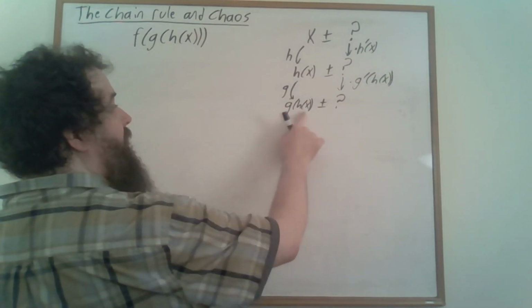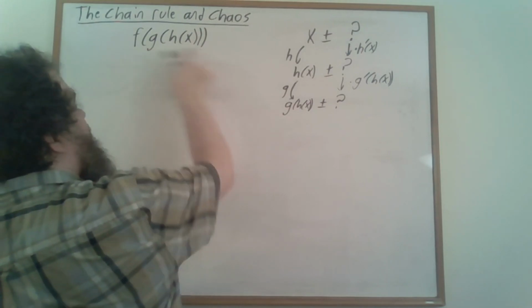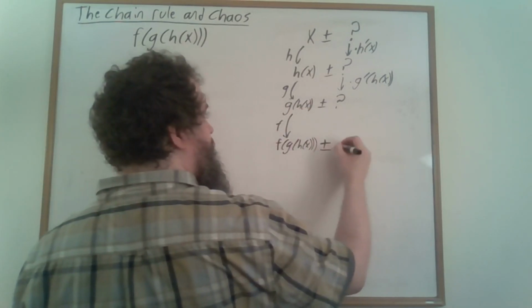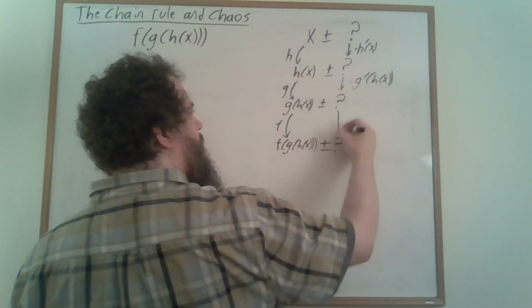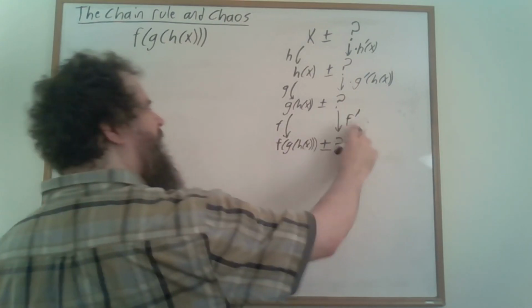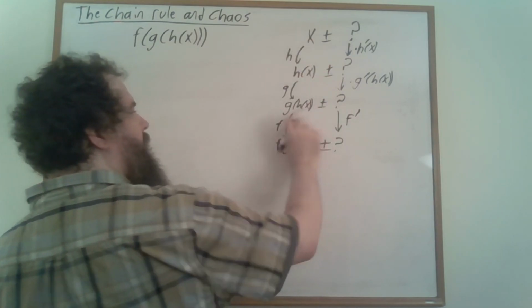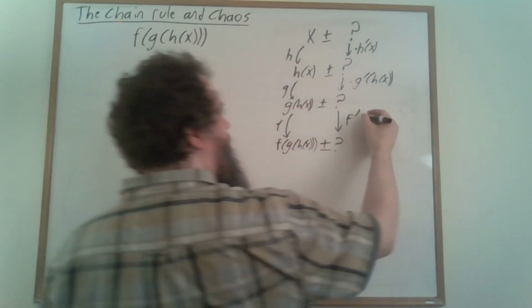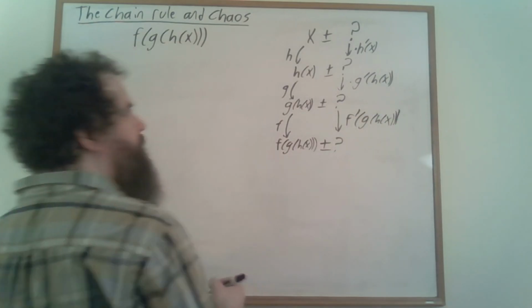And then finally, we have our g of h of x. We want to apply f to that. We want to take f of g of h of x, and that's going to have some level of uncertainty to it. And so we want to multiply this uncertainty here by f prime, and again it's going to be f prime not at x, not at h of x, but f prime at the actual value that we're plugging in, at the actual base point, f prime of g of h of x.